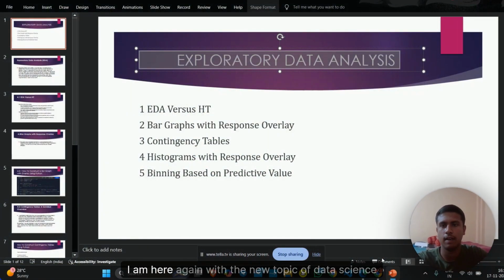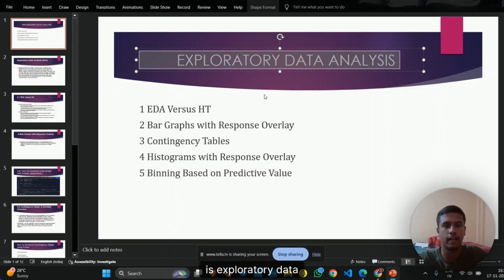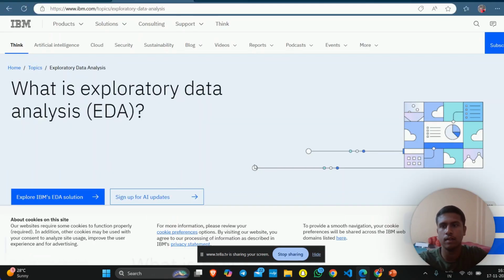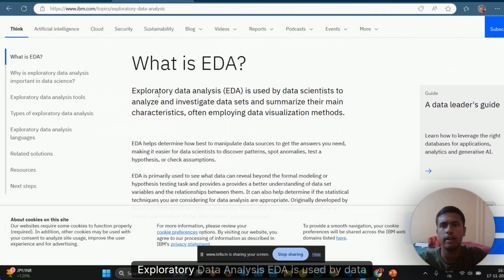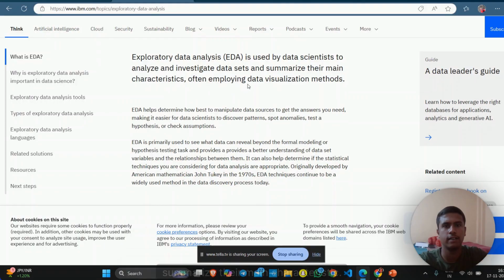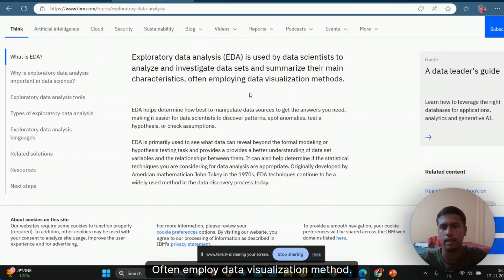Hello friends, I am here again with the new topic of data science, exploratory data analysis. What is exploratory data analysis, EDA? Exploratory data analysis, EDA, is used by data scientists to analyze and investigate data sets and summarize their main characteristics, often employing data visualization methods.